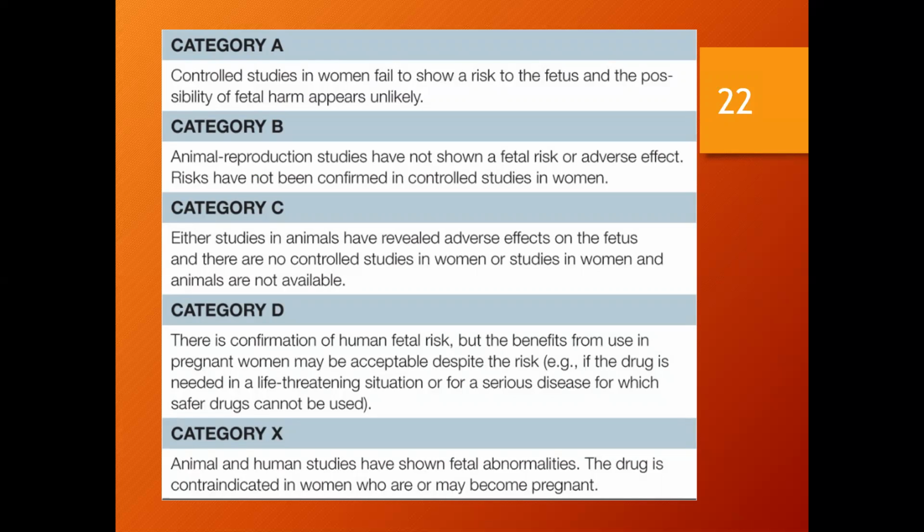Category D, there's confirmation of human fetal risk, but the benefits from use in pregnant women may be acceptable despite the risk. So if the drug is needed in a life-threatening situation or for a serious disease for which the safer drug cannot be used. And then category X, animal and human studies have shown fetal abnormalities.